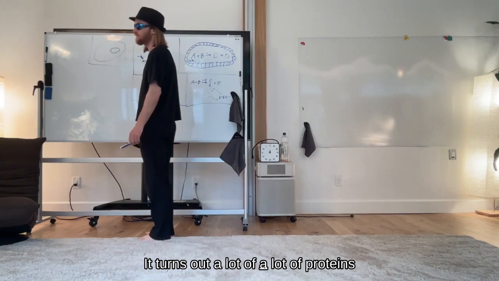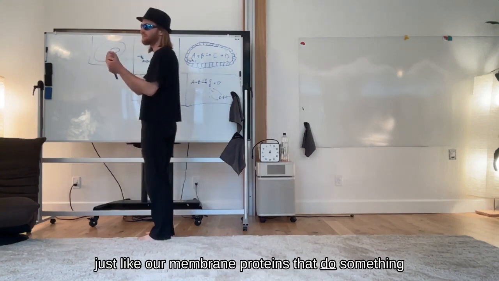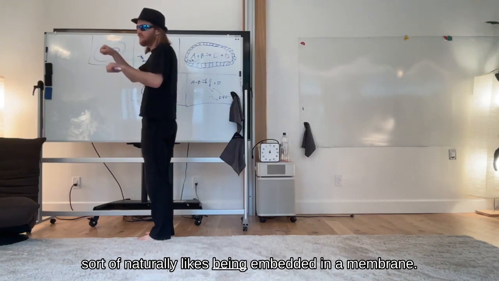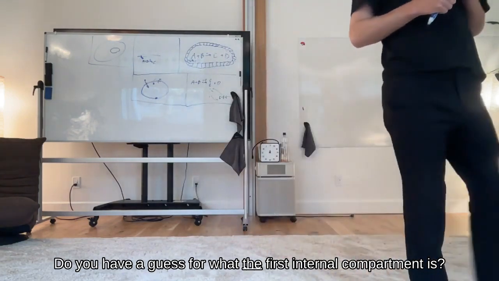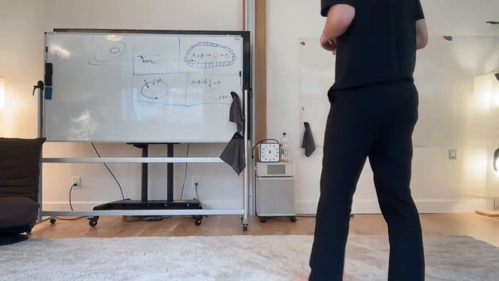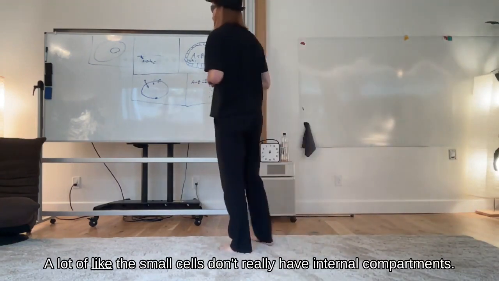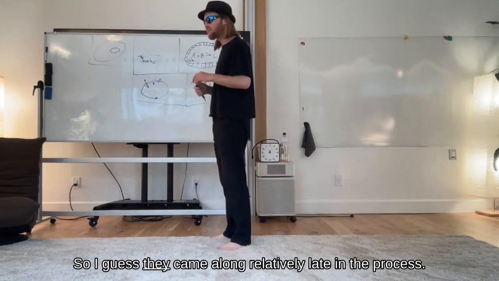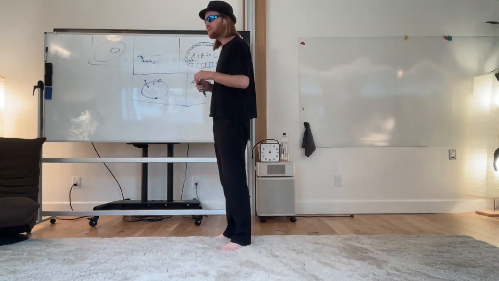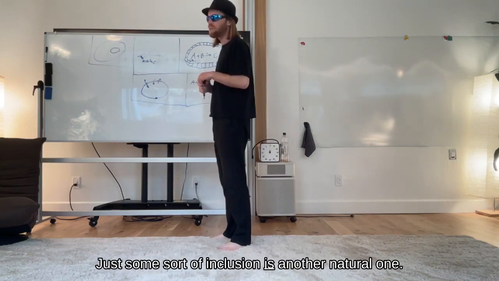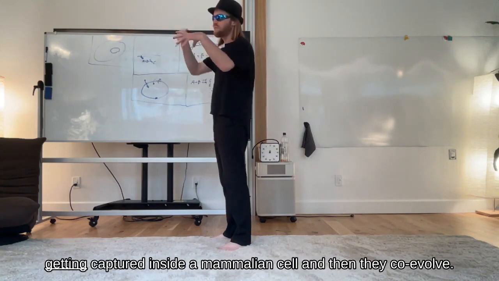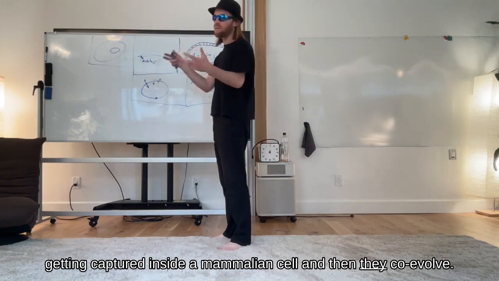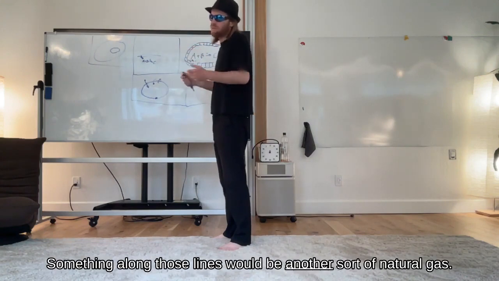It turns out a lot of proteins, like our membrane proteins, do something naturally just by being embedded in a membrane. Do you have a guess for what the first internal compartment is? That's a tough one. A lot of the smallest cells don't really have internal compartments, so my guess is they came along relatively late in the process. Nucleus is an obvious guess. Some sort of inclusion is another natural one, like mitochondria seem to have come from some sort of bacteria getting captured inside a mammalian cell and then they co-evolve. Something along those lines would be another natural guess.